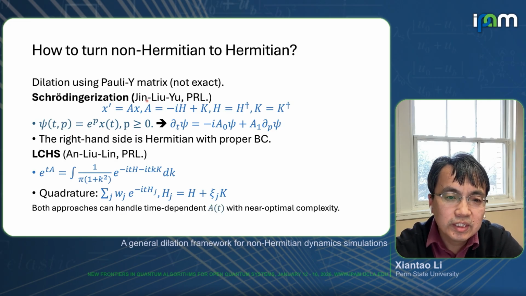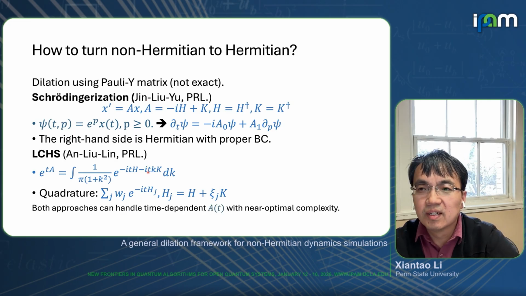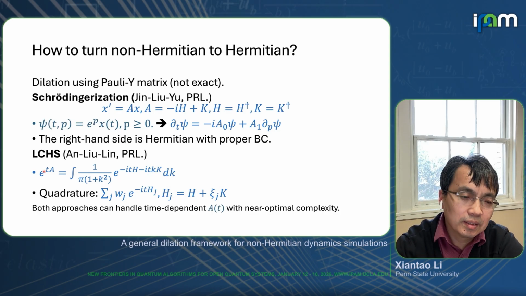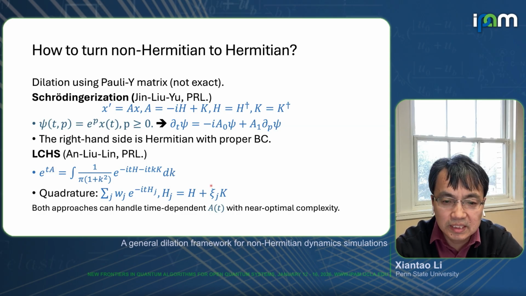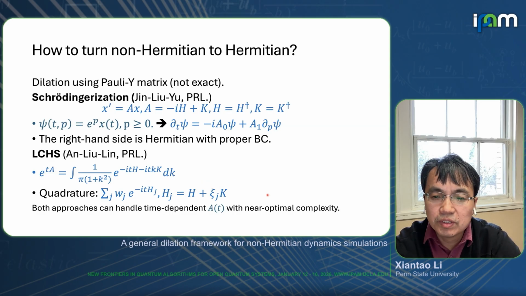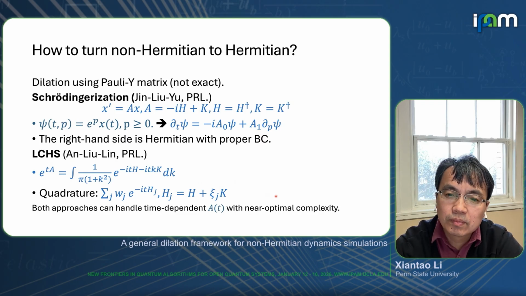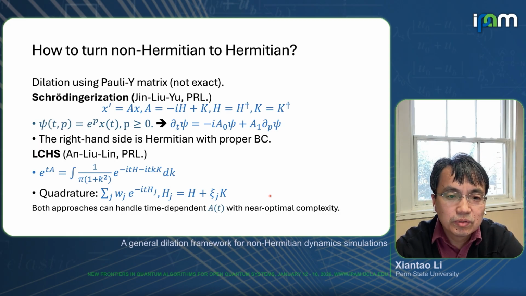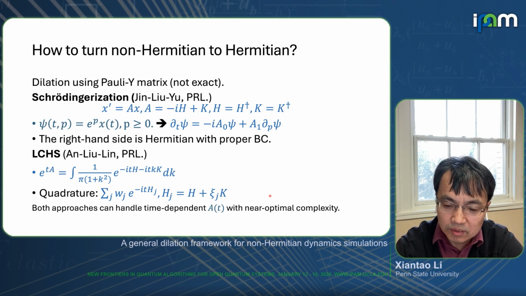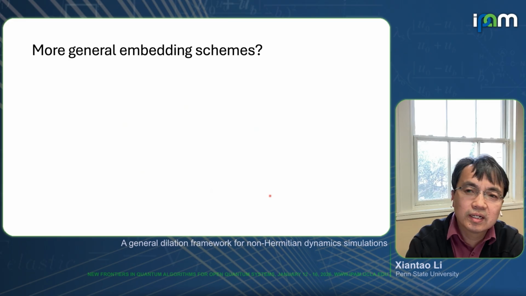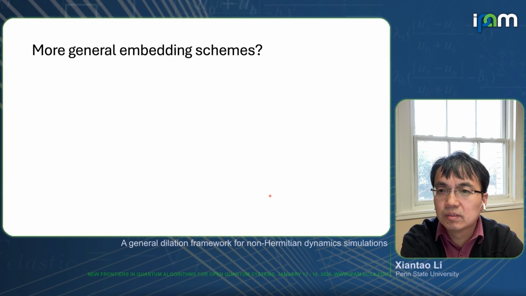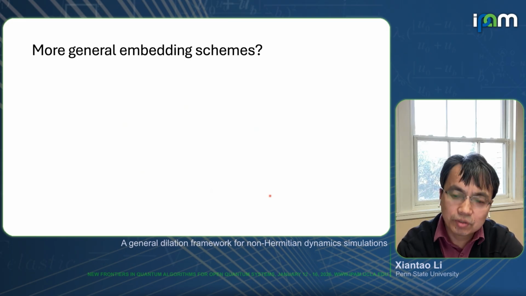Now, what I'm showing you here are simplified versions of those formulas. Both of these algorithms can handle time-dependent cases, like where A depends on t, and they have been improved to near optimal complexity. And so the motivation for our first paper last year was to add more dilation schemes to this list. We were wondering about whether there are more embedding schemes that can also map this general non-unitary dynamics to the Schrodinger equation.